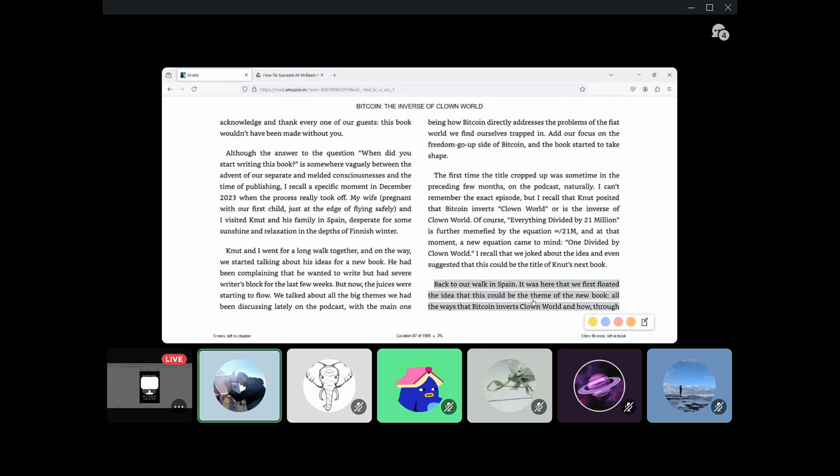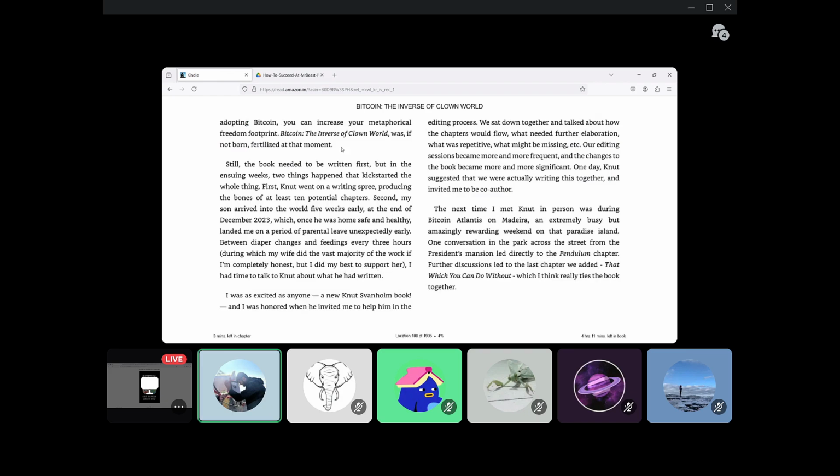Back to our walk in Spain, it was here that we first floated the idea that this could be the theme of the new book, all the ways that Bitcoin inverts Clown World. And how? Through adopting Bitcoin, you can increase your metaphorical freedom footprint. Bitcoin, the inverse of Clown World, was, if not born, fertilized at that moment.